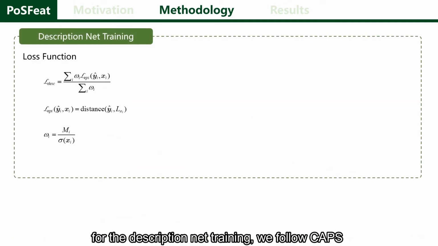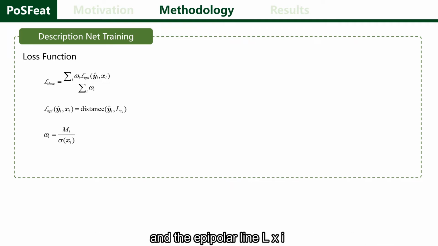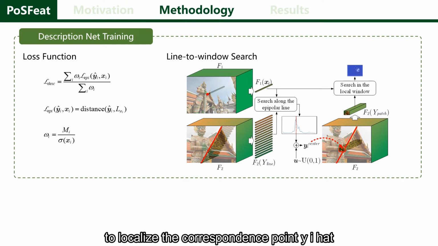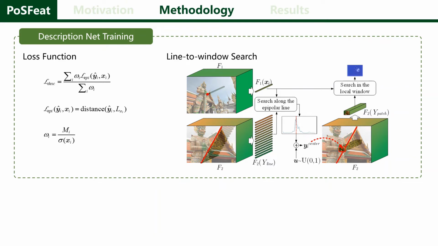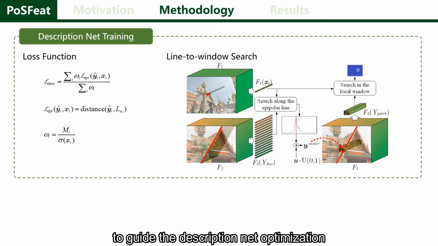For the description aid training, we follow CAPS to compute the distance between the correspondence point yi hat and the epipolar line lxi as the objective function. And we propose a line-to-window search strategy to localize the correspondence point yi hat. This strategy makes full use of the camera pose information to guide the description aid optimization.